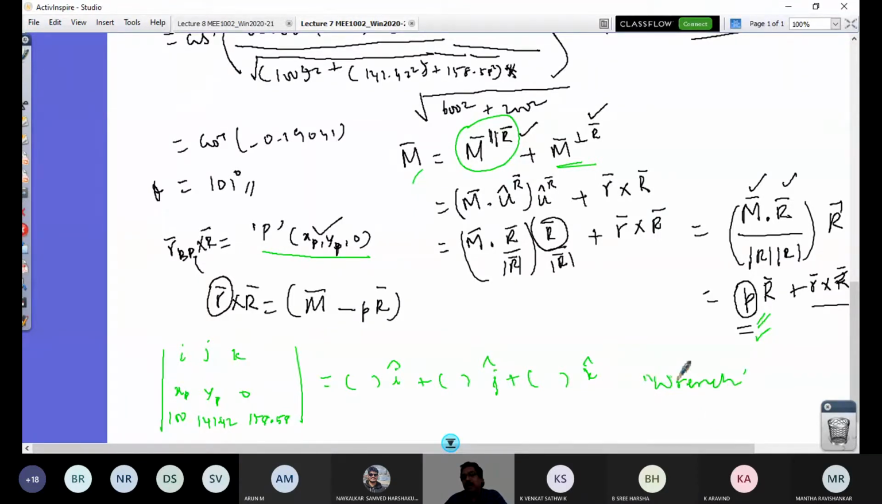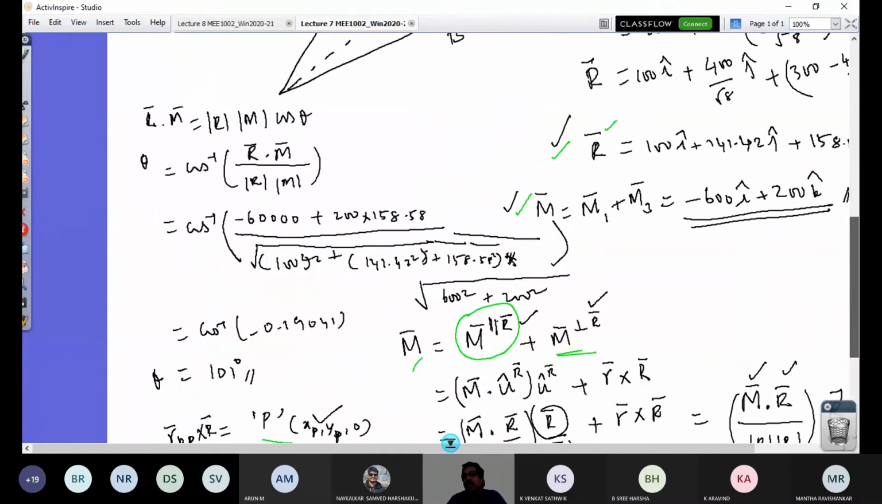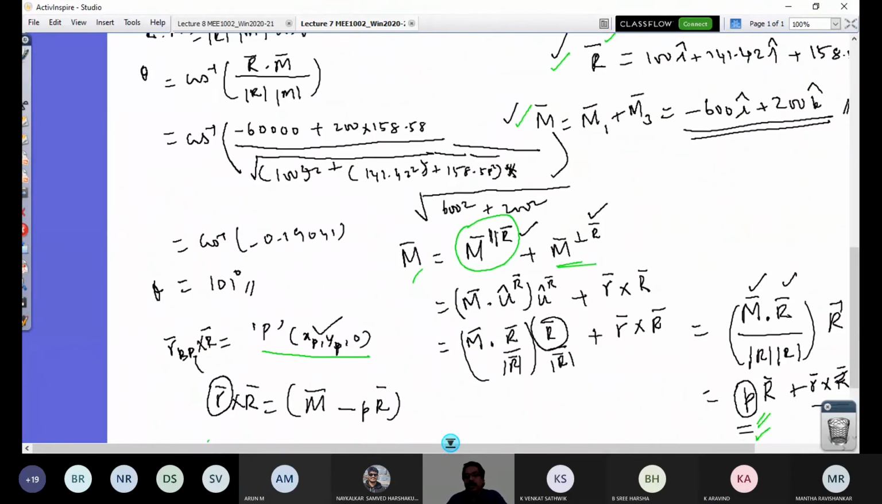That's what we learned in the last class before we stopped the class. I asked you to work this out, and if you have still not worked it out, please do work on that.